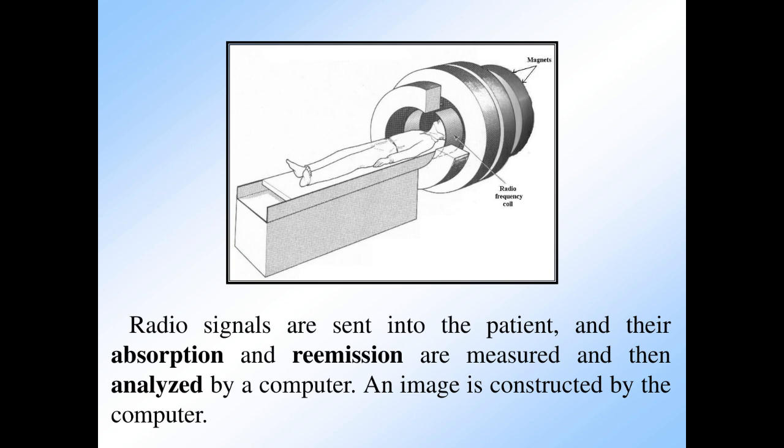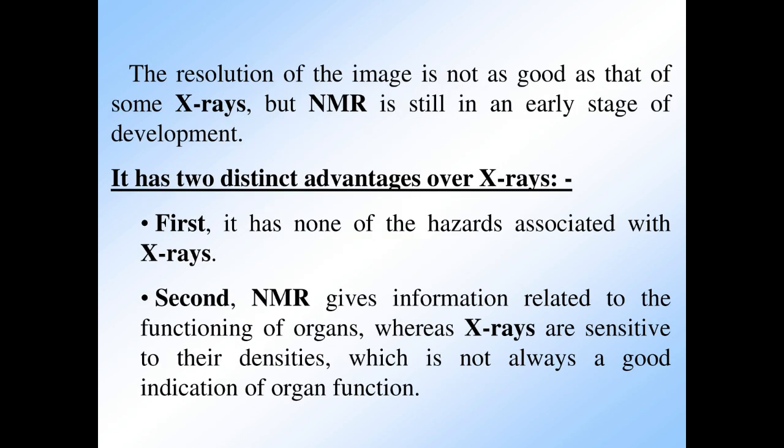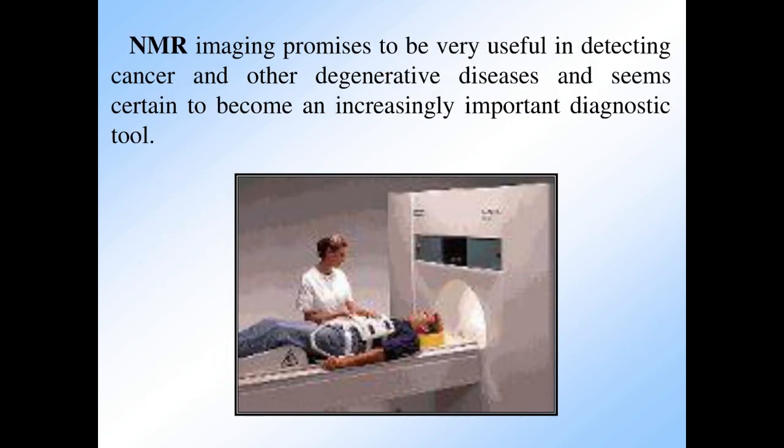An image is constructed by the computer. The resolution of the image is not as good as that of some X-rays, but NMR is still in an early stage of development. It has two distinct advantages over X-rays. First, it has none of the hazards associated with X-rays. Second, NMR gives information related to the functioning of organs, whereas X-rays are sensitive to their densities, which is not always a good indication of organ function. NMR imaging promises to be very useful in detecting cancer and other degenerative diseases and seems certain to become an increasingly important diagnostic tool.